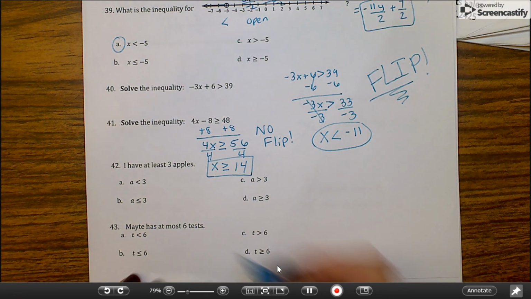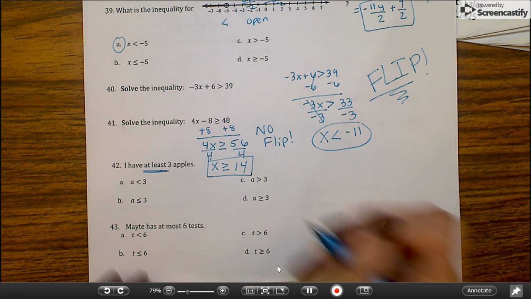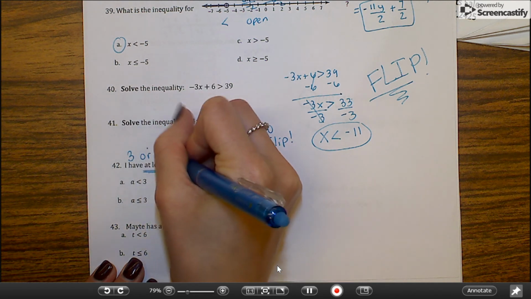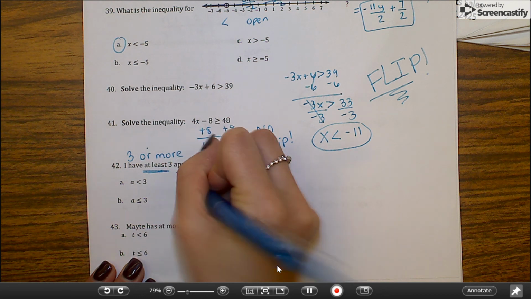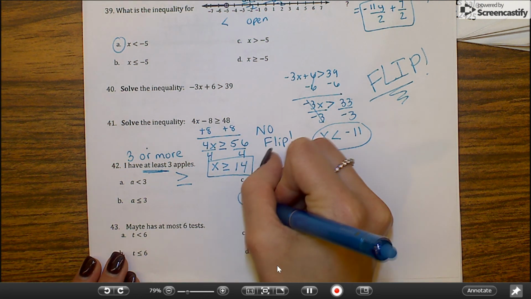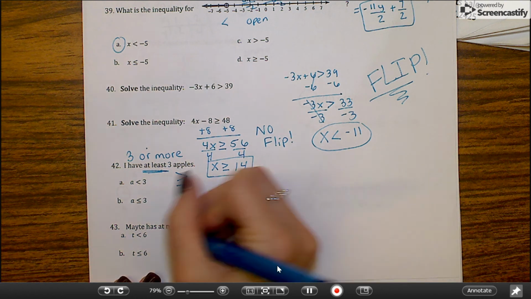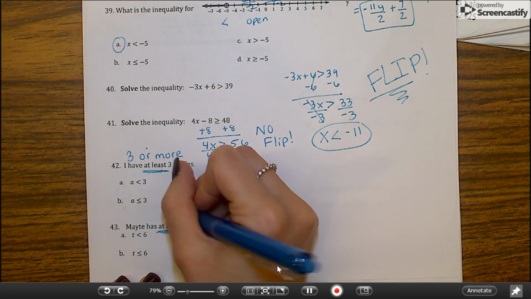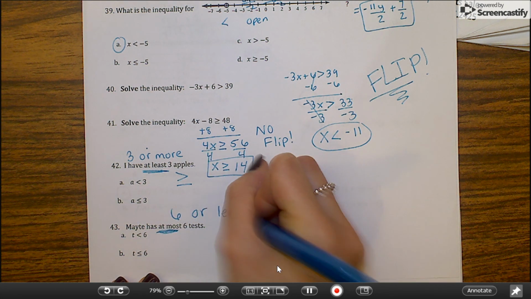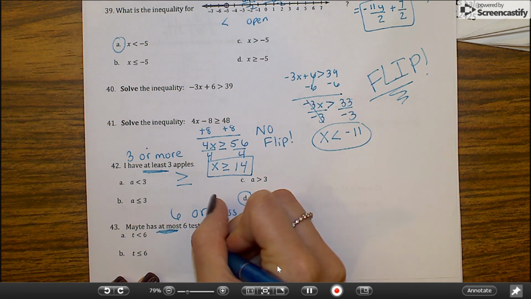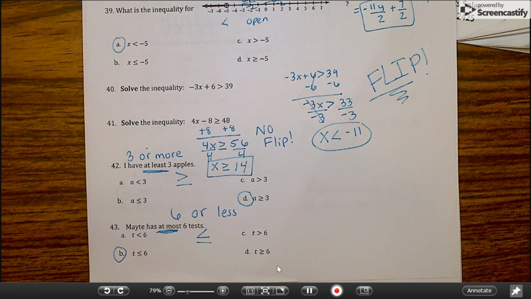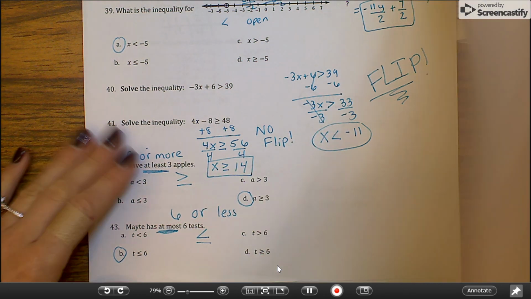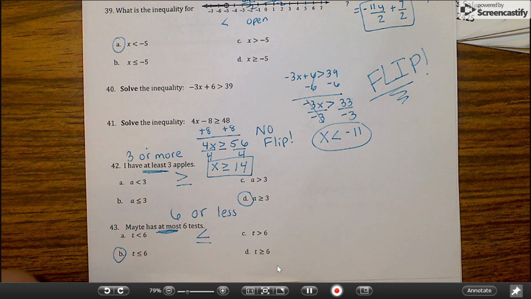The last two, at least means 3 or more, which means greater than or equal to. So the answer is D. At most means 6 or less. So that's going to be less than or equal to. So B is the correct answer. You just need to memorize these types of phrases. And that's the end of Module 4 review.